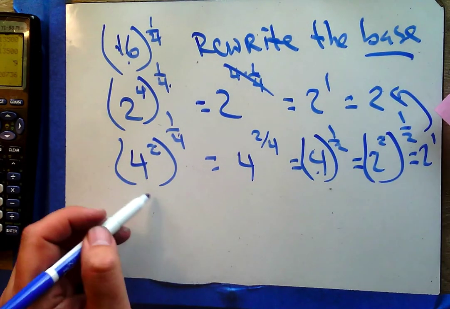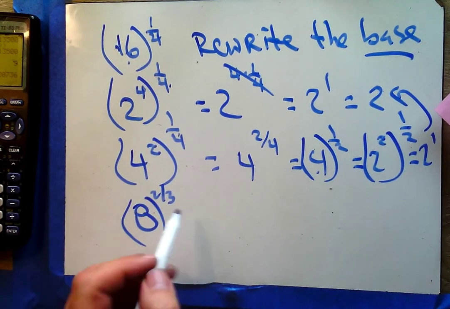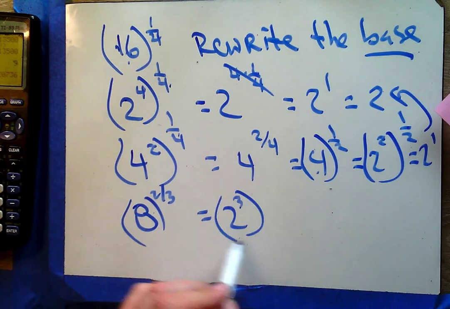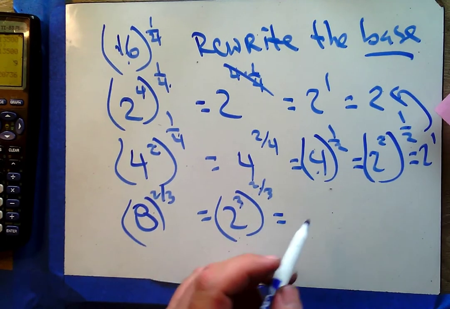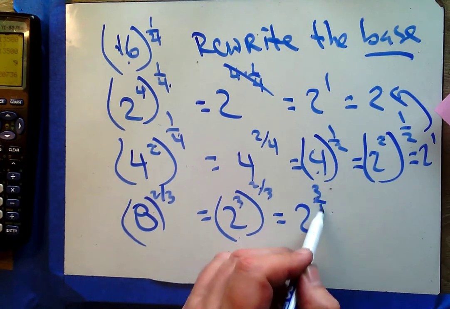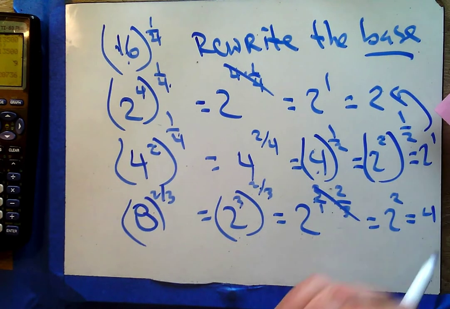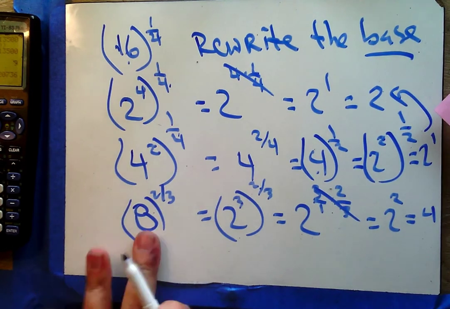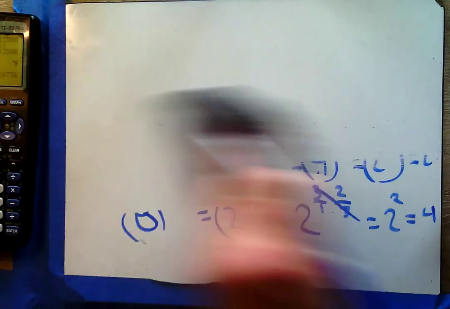Next, 8 to the 2/3 power. Again, my recommendation is you rewrite the base. 8 is 2 to the third. What happens when I raise a power to a power? I multiply them. 3 over 1 times 2 over 3. I have 2 squared, or 4. I don't need a calculator to do that problem. I do need to notice that 8 is 2 to the third. It may be useful for you to think about a little table.